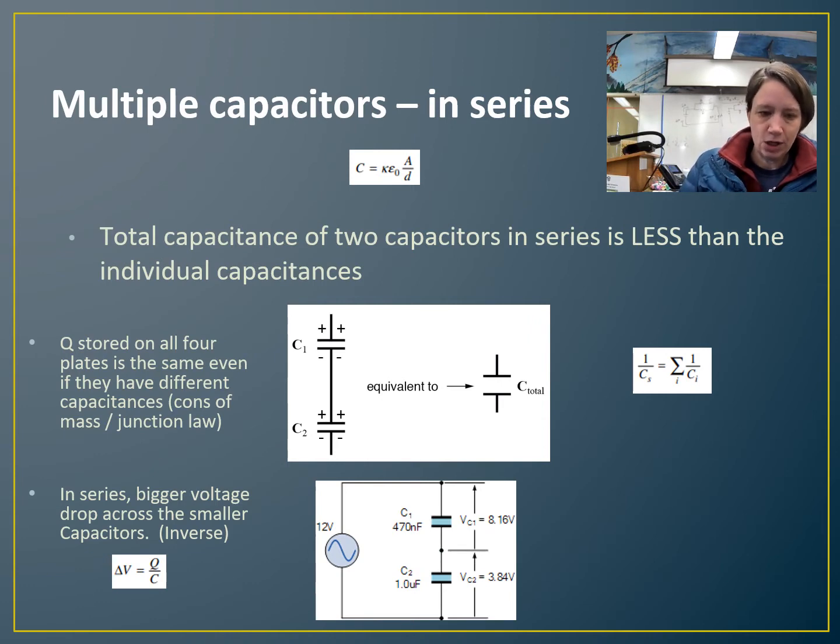Here is an image showing this. I don't love this image because they've got weird units on there. I've got nanofarads and microfarads. A microfarad is actually bigger than a nanofarad, so that bottom capacitor C2 is a larger capacitor, and you can see that there is less voltage stored in the larger capacitor when we are connecting them in series, which is consistent with that relationship.